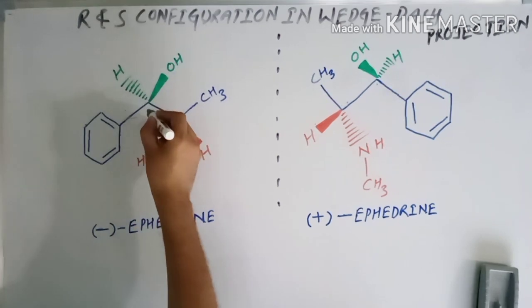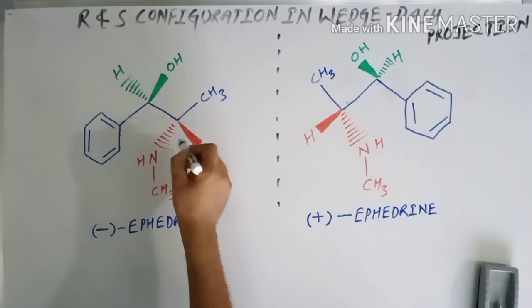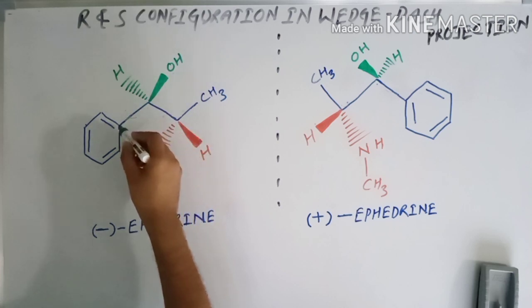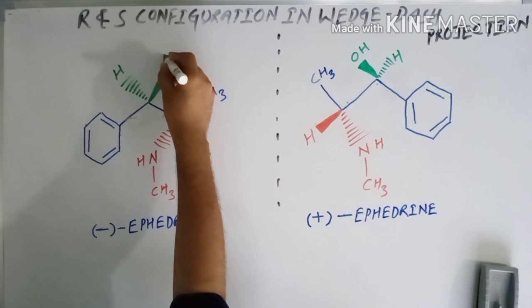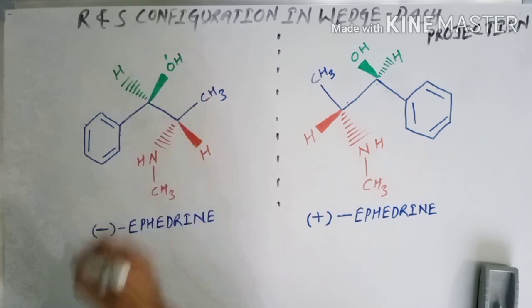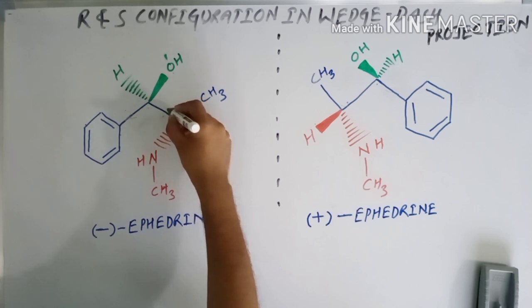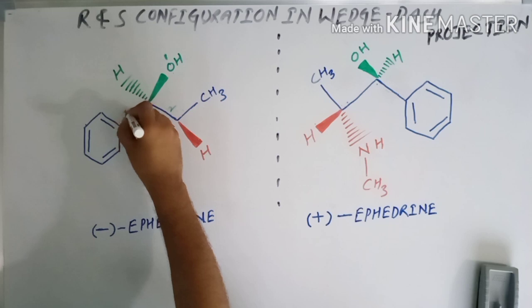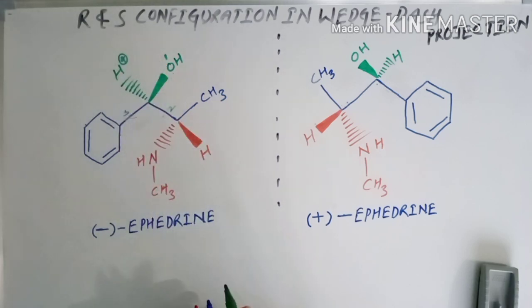So first we will focus on this carbon, the green colored one. On this carbon there are four groups: hydroxyl group, this carbon moiety with different functional groups, and here again the phenyl group. So first priority goes to oxygen because oxygen has the highest priority. Second position goes to this carbon because it has a nitrogen atom. And third position goes to this, and fourth priority goes to this hydrogen.